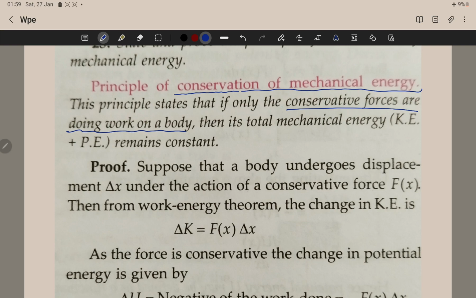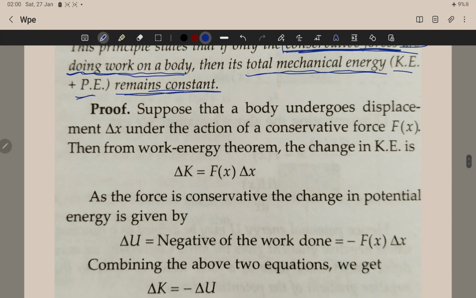Okay, so remember, only when conservative forces are doing work on a body does its total mechanical energy, kinetic energy plus potential energy, remain constant. One assumption, that is the conservative force. Only if a conservative force is doing work on a body can we say that the total mechanical energy remains constant. So we have to prove that.